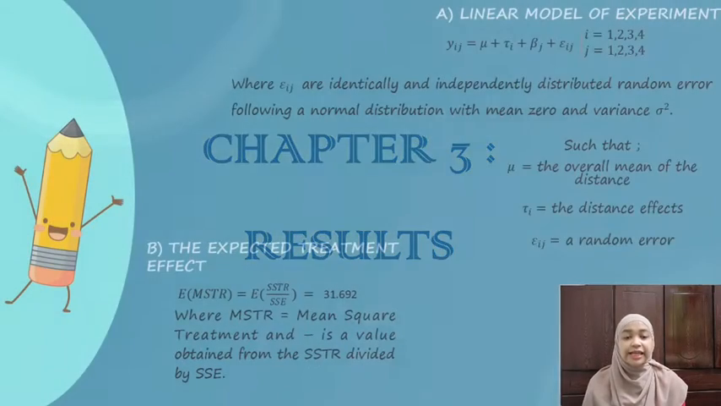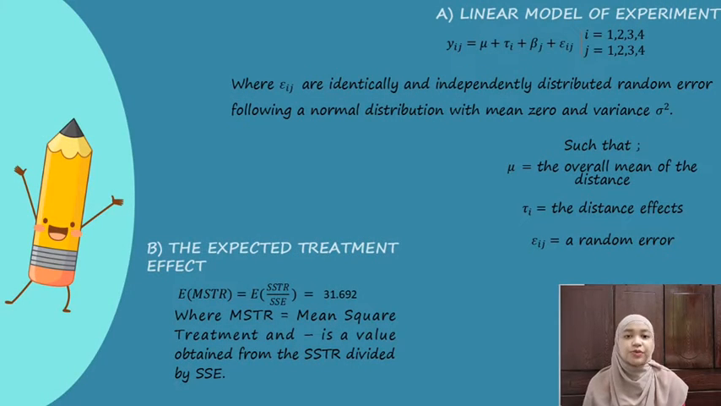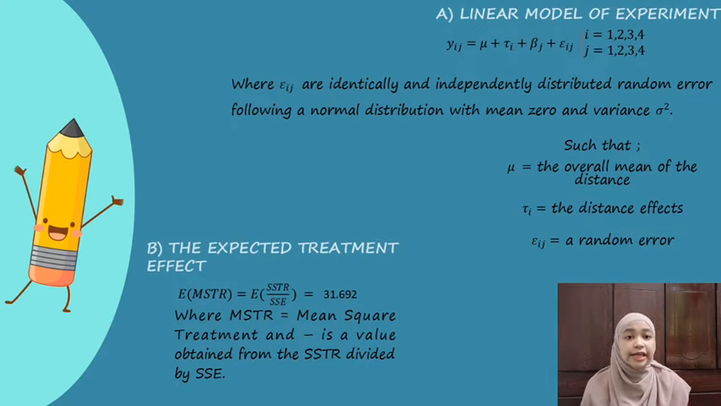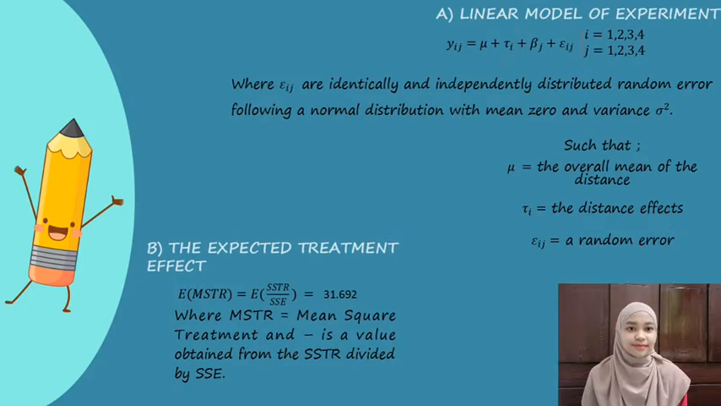First and foremost, the linear model of the experiment is equal to mu plus tau i plus beta j plus error, where error are identically and independently distributed random errors following a normal distribution with mean 0 and variance. The expected treatment effect based on the experiment is expected MSTR equal to expected SSTR over SSE equal to 31.692, where MSTR is the mean square treatment, and the value is obtained from the SSTR divided by SSE.